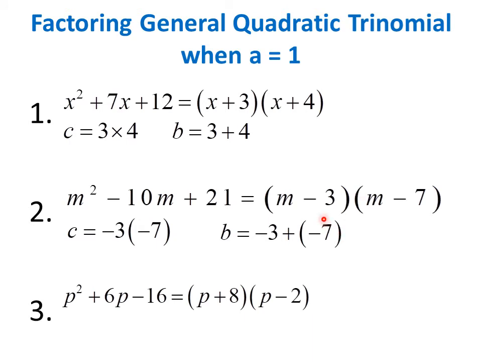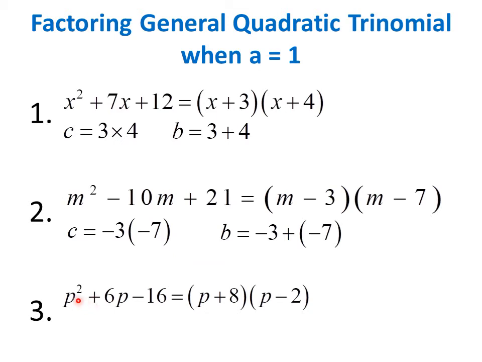Oh, by the way, of course, instead of m minus 3 times m minus 7, we can write m minus 7 times m minus 3, because, remember, multiplication is commutative.